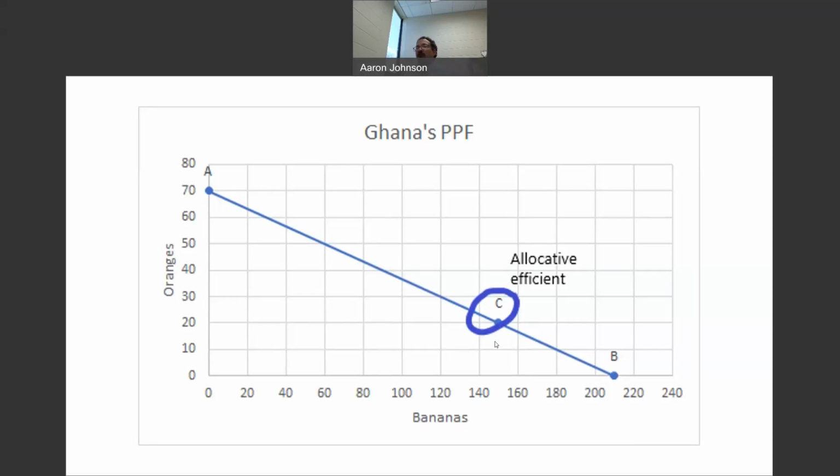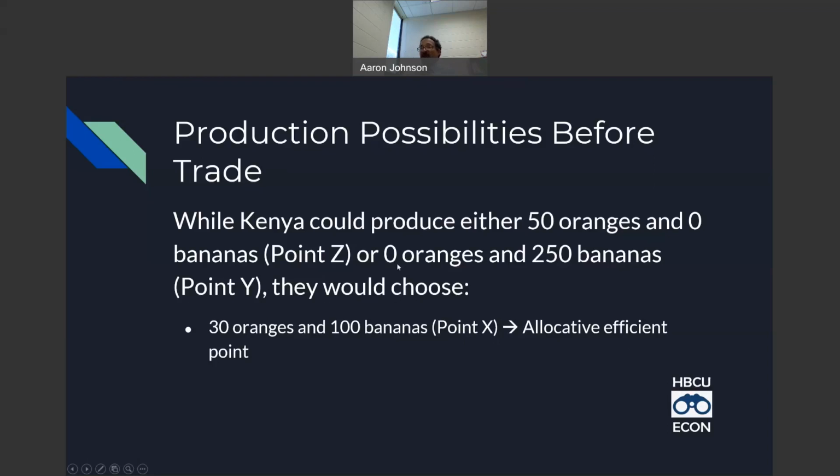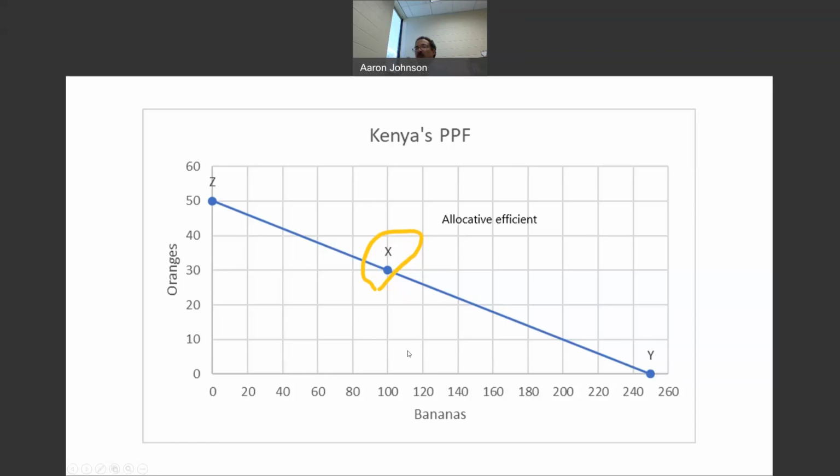Now when we think about Kenya, they can produce either 50 oranges and 0 bananas, which we're going to call point Z, or 0 oranges and 250 bananas, which we're going to call point Y. Those are the extremes they can choose. But here we're going to say the allocatively efficient point, the one most desired by Kenyans, is going to be 30 oranges and 100 bananas, and we call that point X.